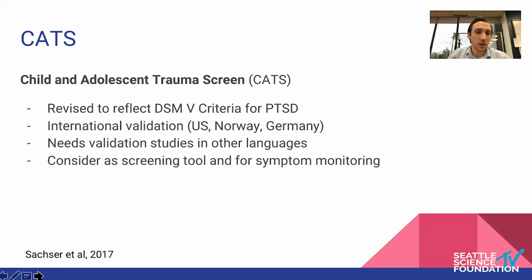For the purposes of our talk today, we're going to be focusing specifically on one measure of trauma exposure and symptoms known as the Child Adolescent Trauma Screen, or CATS. CATS is a short questionnaire that's based on DSM-5 criteria for PTSD. This is a tool that Bella and I have personally incorporated into our own practice with adolescent patients, and it's received quite a bit of research attention, especially in recent years. It's been shown to have international validation in samples in the US and Norway and Germany. It definitely still needs validation studies in other languages, but it's reasonable to consider as a screening tool and for symptom monitoring.